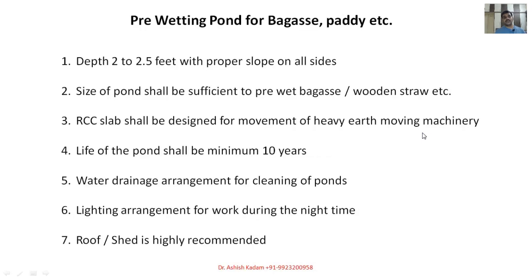Then the next process is the pre-wetting pond for bagasse and paddy, etc. Whatever dry material you require for making the compost has to be soaked, which we have seen in video number 2. So what considerations do we need to take? The depth of the pond should be 2 to 2.5 meters. Proper slope should be provided on all sides of that depressed area of the pond. And point number 2 is that the size of the pond should be sufficient to accommodate the entire load of the bagasse required to make one batch of the compost.